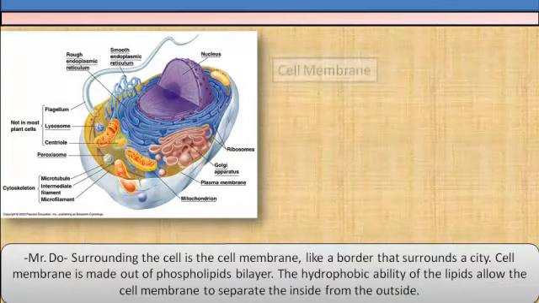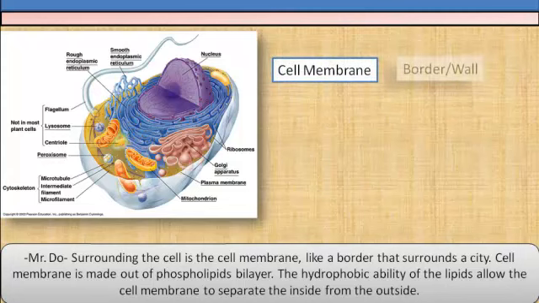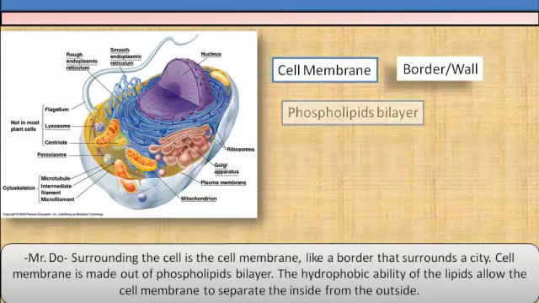Surrounding the cell is a cell membrane, like a border that surrounds a city. The cell membrane is made out of a phospholipid bilayer. The hydrophobic ability of the lipids allows the cell membrane to separate the inside from the outside.